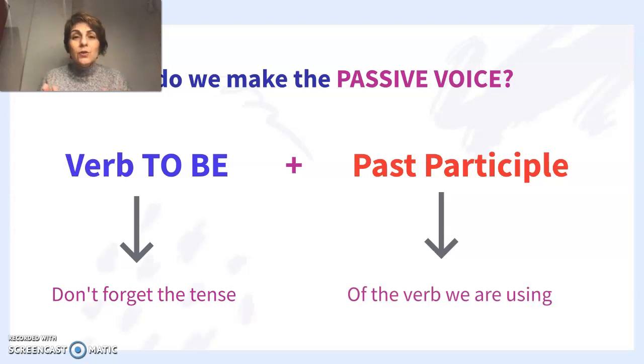So if you create a passive voice and when you finish you notice that the verb to be is not there or the past participle is not there, you have done something wrong. So believe me, this is 100% like that. These are the two conditions to have a good passive voice.